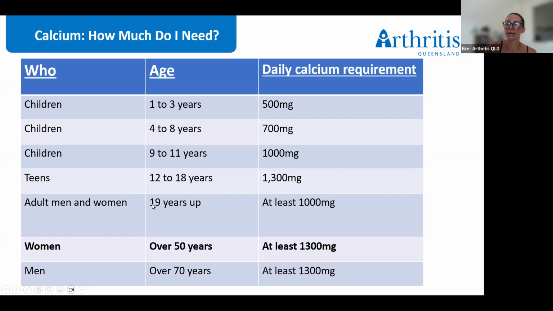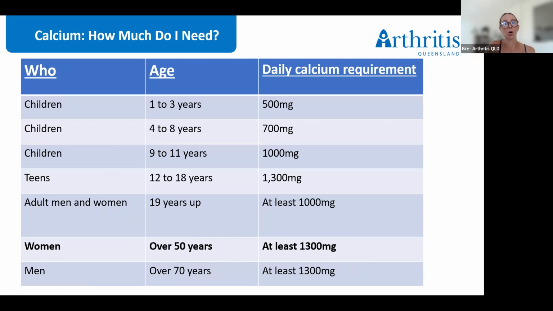Once we hit 19, it goes to at least 1,000 milligrams a day, and that's right up till about 50 years. And then once women are over 50 years, we need at least 1,300 milligrams, and that's because of menopause and hormonal changes, and we start to gradually lose our bone density. And with men, they don't need 1,300 milligrams until they're over the age of 70.